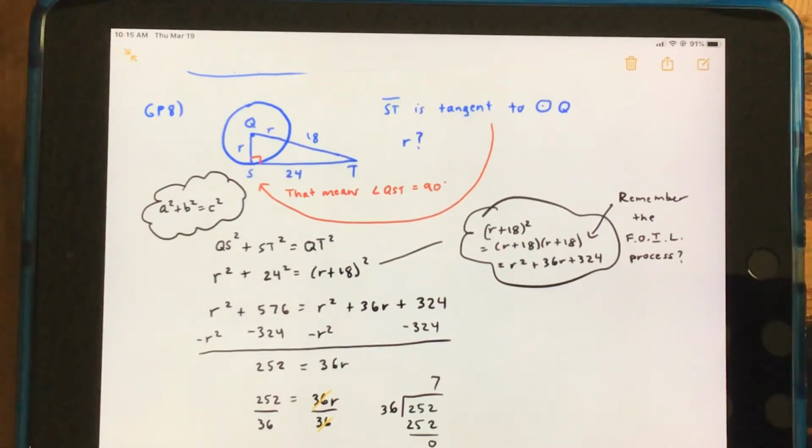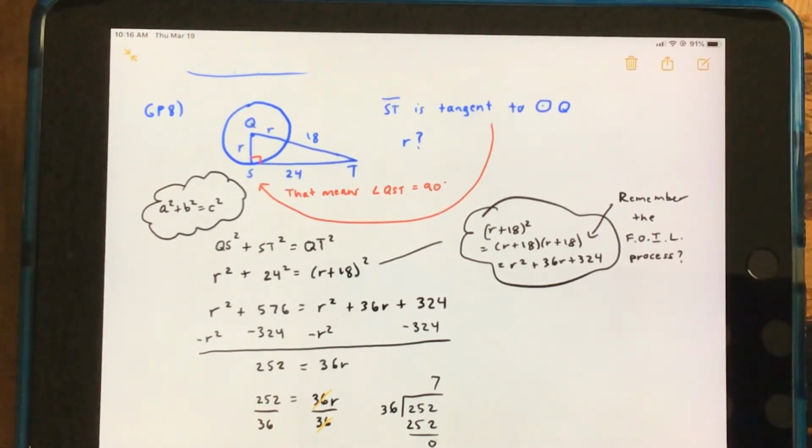So now we're going to go ahead and use the Pythagorean theorem. Since we do know we have a tangent line segment, it must be true that a right triangle has been formed. So we are going to say that the two legs, R squared plus 24 squared, must be equal to the hypotenuse squared. That's R plus 18 quantity squared. We're going to go ahead and work that out and solve for R. We do have to remember how to multiply a binomial, how to square a binomial, and I've put that in a thinking bubble on the side, how to use FOIL.